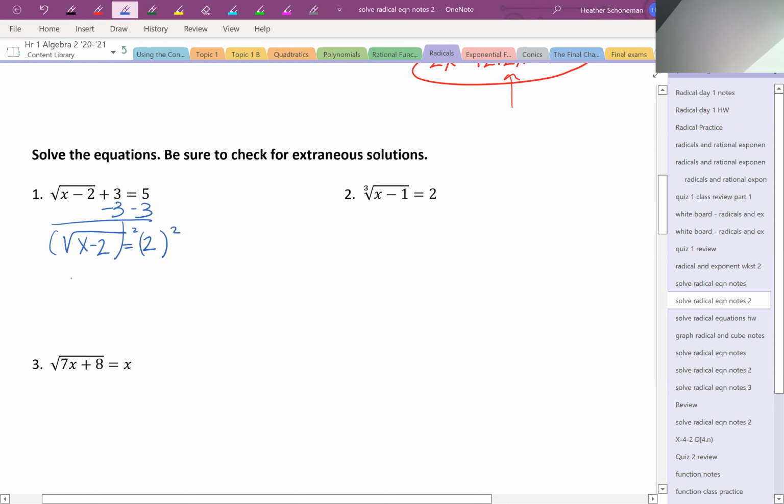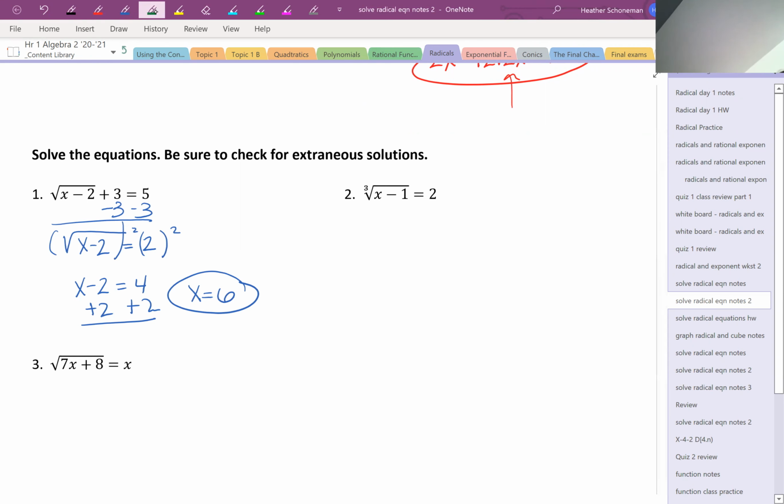Now we can square both sides. So we get x minus 2 equals 4. Add 2 to both sides. So x equals 6. And we were able to solve it like that because it's a linear equation. So we put the x's on one side and the numbers on the other, and then we're good to go.